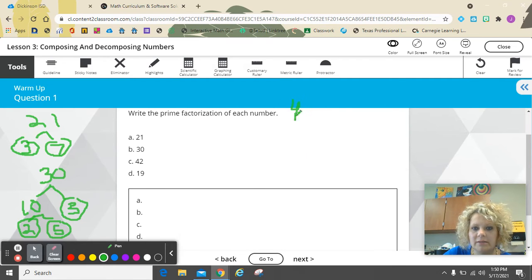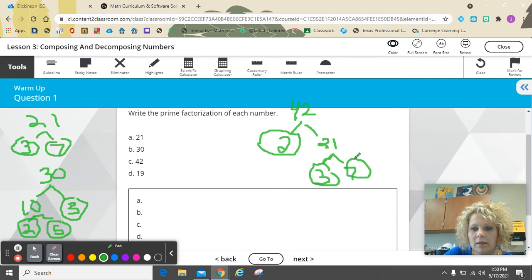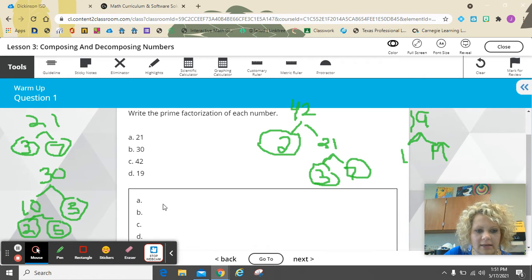And then I'm going to do 42 over here. For 42, I'm going to do 2 and 21 because 2 times 21 is 42. You may have done something different. 2 is prime, and then I'm going to do 3 times 7, and 3 and 7 are both prime. And then the last one is 19, and 19 is actually a prime number, so the only factors of 19 are 19 and 1.